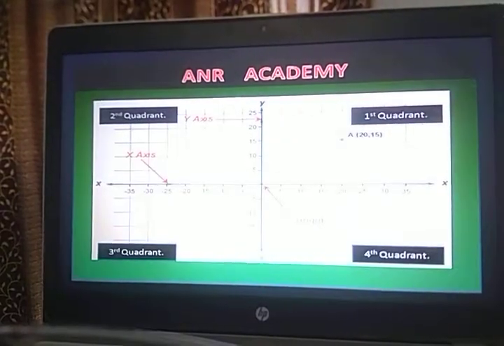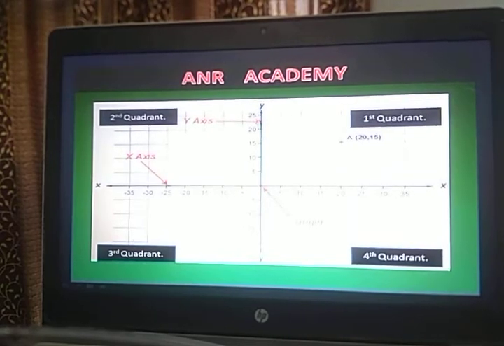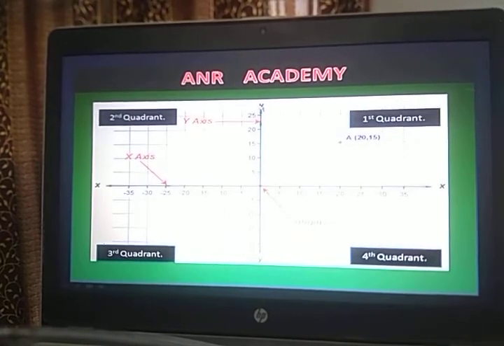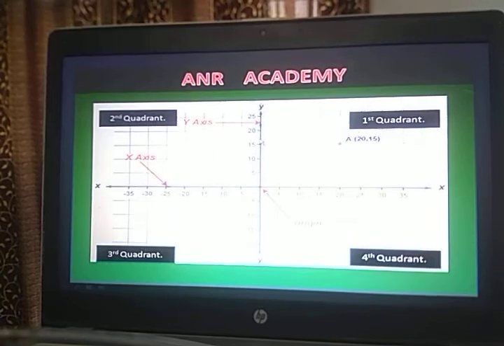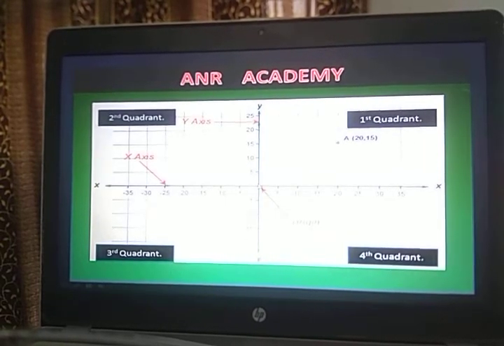See this figure. You have both the x-axis and the y-axis. The x-axis and y-axis both intersect at the origin, this one, 0. What is this called? Origin. This is called the origin. Clear?